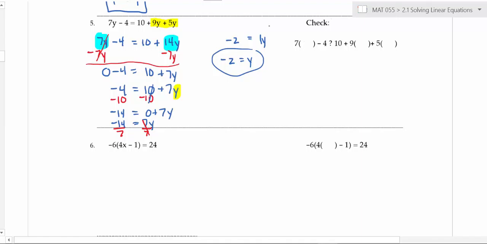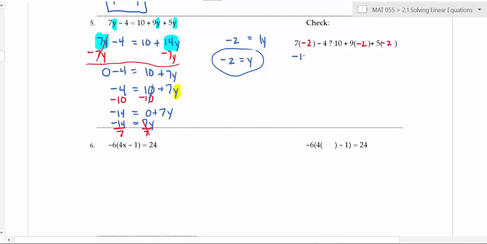All right, so what I'm going to do is I'm going to plug that in. So if you go back to the original problem, if you want to check this, what you have to do is everywhere you see a y, you got to replace it with negative 2. All right, so I've got everything set up over here. So you're going to do 7 times negative 2 minus 4 on the left side of the equation. Then you're going to do 10 plus 9 times negative 2 plus 5 times negative 2. Okay, work out the details.